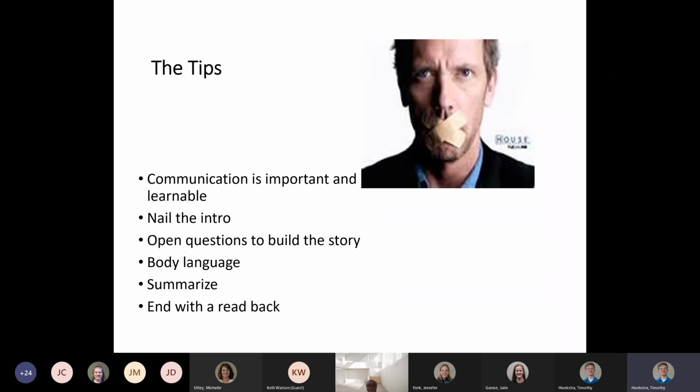Learn what's going on with what they're saying. Say it back to them. And then finally, I think ending with a readback is the bomb. Definitely a new technique, fairly new for me, and a great way to go.